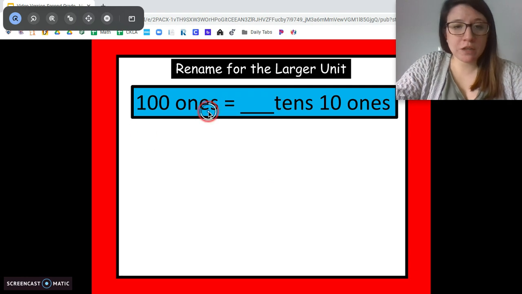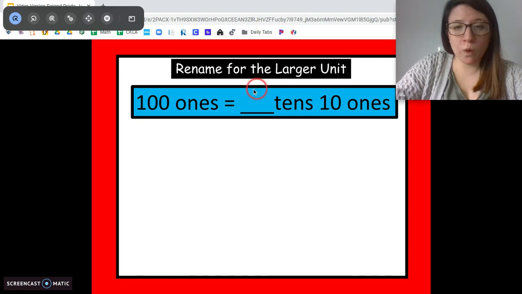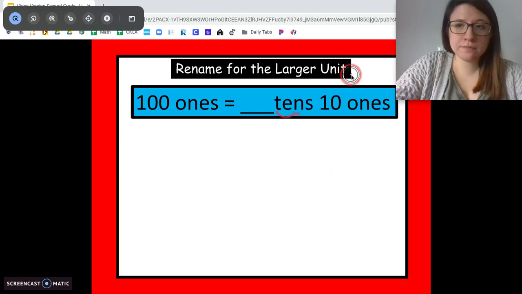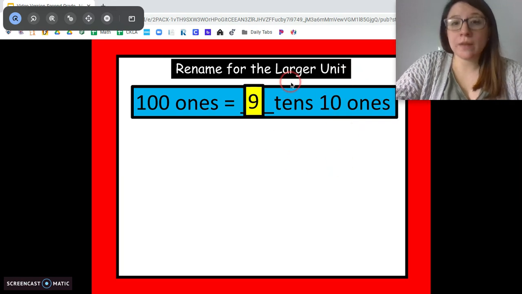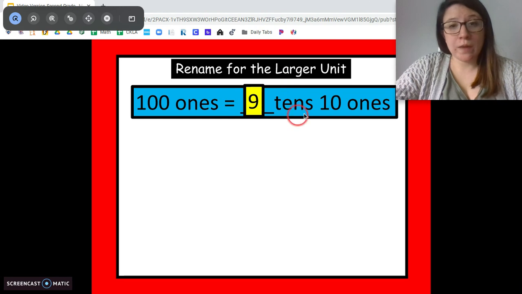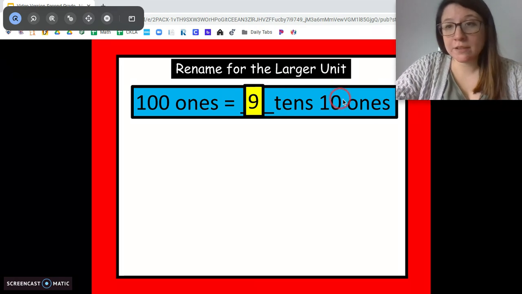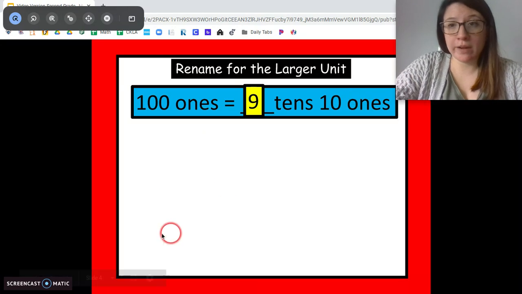So I'm giving you 100 ones. 10 ones are here. How many 10s would have to go here to make this side equal this side, to make this equal 100 ones? So that's going to be 9 10s. So 9 10s is 90, plus 10 more ones is 100. That would equal 100 ones.